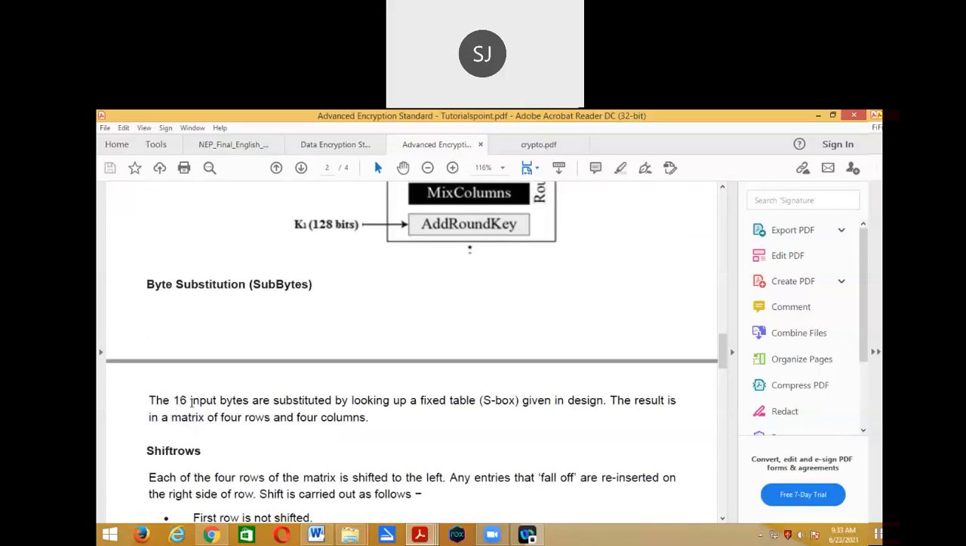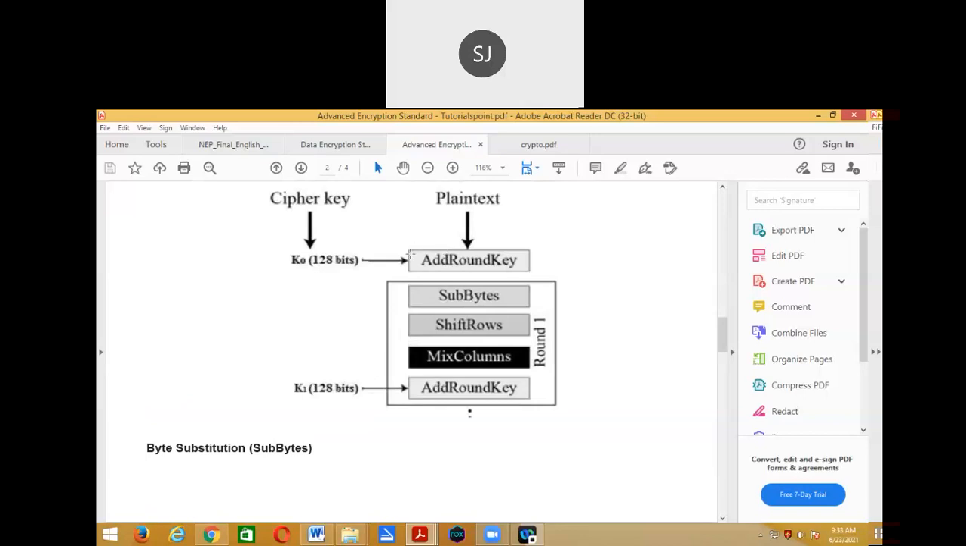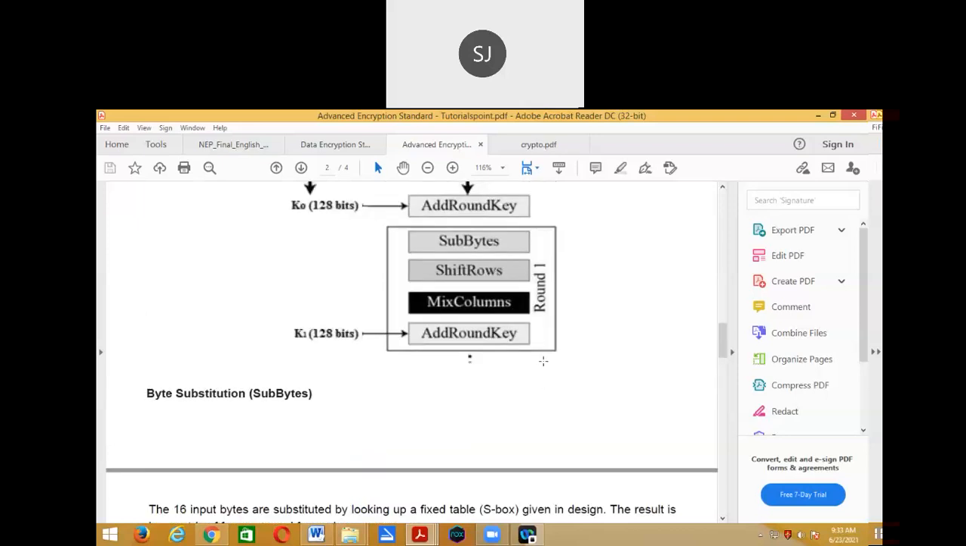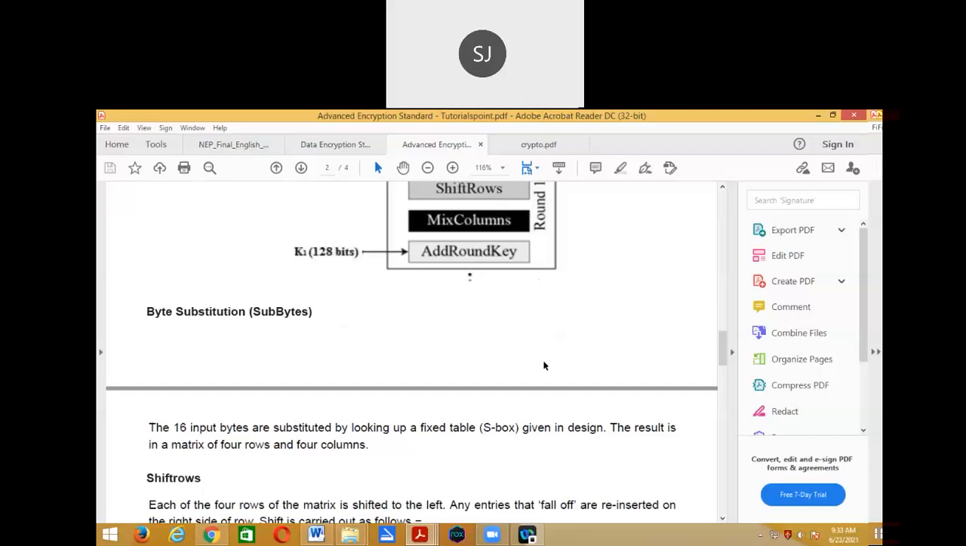128 bits are arranged in the form of 16 input bytes. Please remember, this 128-bit plain text is arranged in the form of 16 input bytes, and these go into the S-box. The result is a 4 by 4 matrix. Are you getting me? Yes or no? So the 128-bit input is arranged in the form of a matrix of 16 bytes. 16 into 8 is 128.